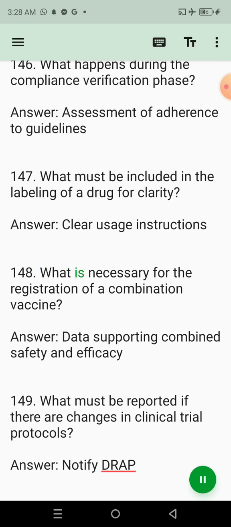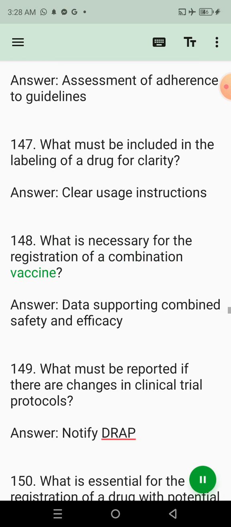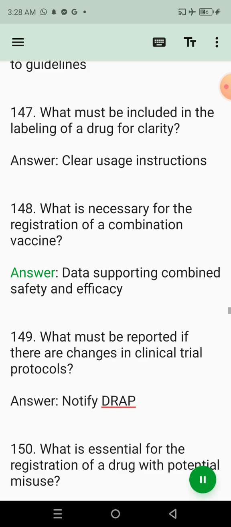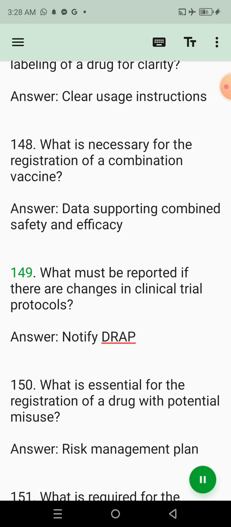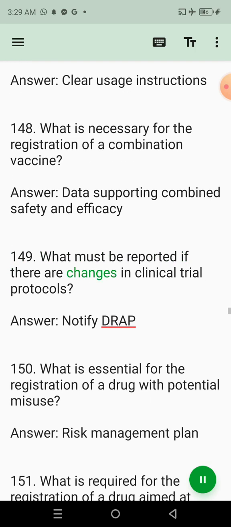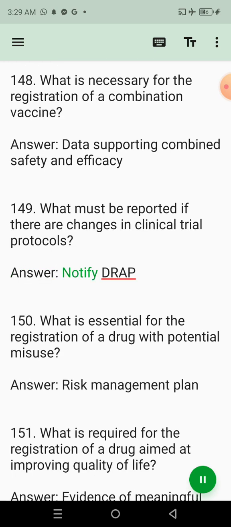148. What is necessary for the registration of a combination vaccine? Answer: data supporting combined safety and efficacy. 149. What must be reported if there are changes in clinical trial protocols? Answer: notify DRAP.